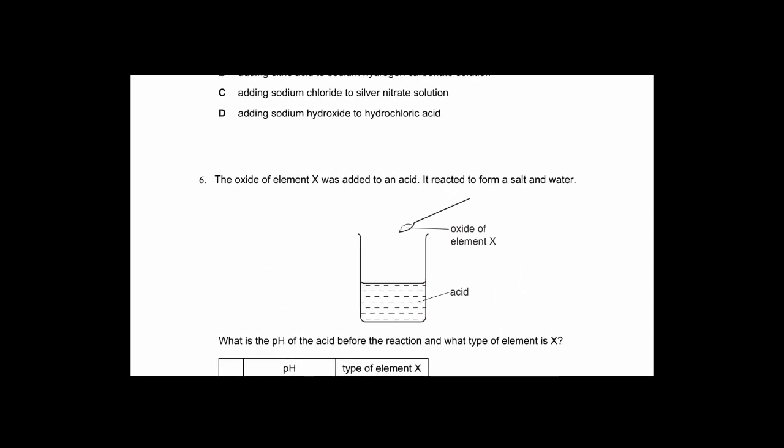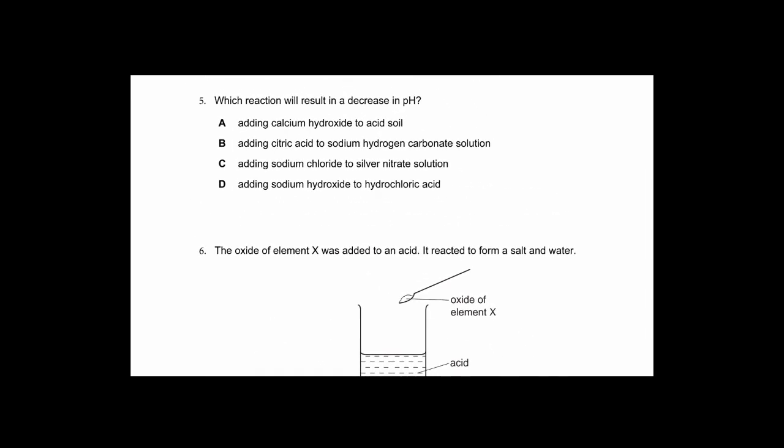Question number 5. Which reaction will result in the decrease in pH? My dear learners, we only decrease the pH of a substance by adding an acidic substance to it. Now, that is only possible if we are going to be increasing the acidity, and we increase the acidity by decreasing the pH. Because we understand in chemistry that the lower the pH, the higher the concentration of an acid.